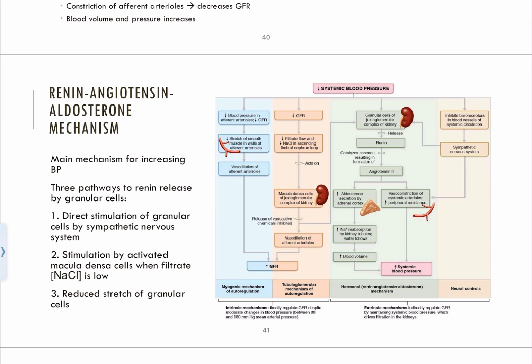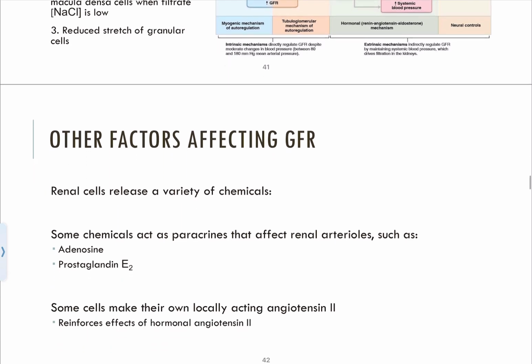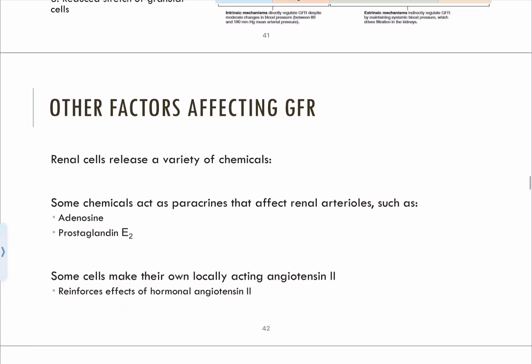Okay, the third way that we can stimulate granular cells is reduced stretch. So our granular cells act as mechanoreceptors. A drop in our mean arterial blood pressure reduces the tension in the granular cells' plasma membranes, and it's going to stimulate them to release more renin.